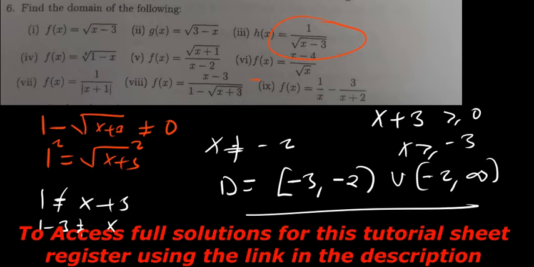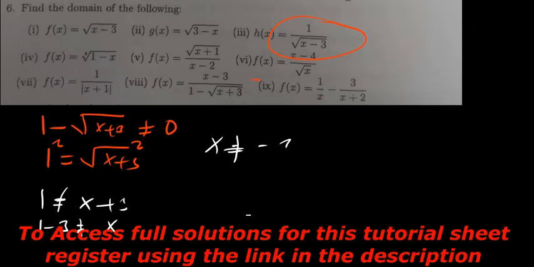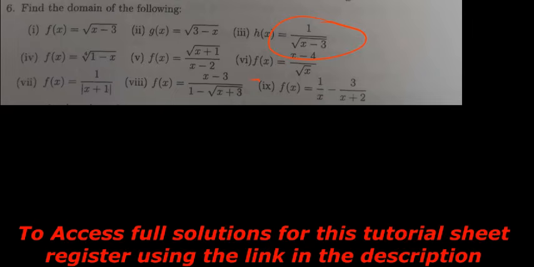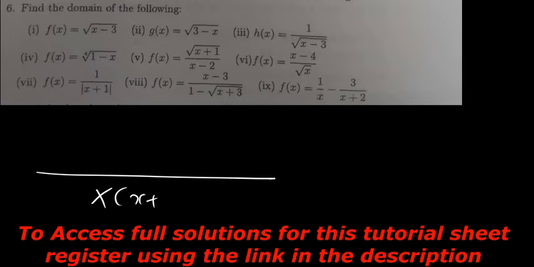Okay, let's do the last one. The last one here is very simple, but again it is separate. So what are we going to do? There are two ways in which we can solve this. You can say the denominator is x and x plus 2.